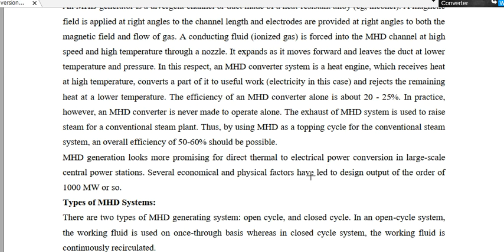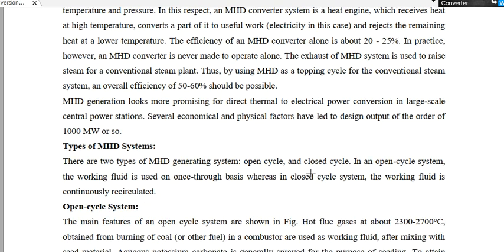Now, if we see the types of MHD systems, then there are basically two types: open cycle and closed cycle.